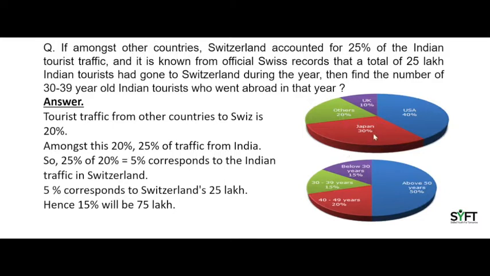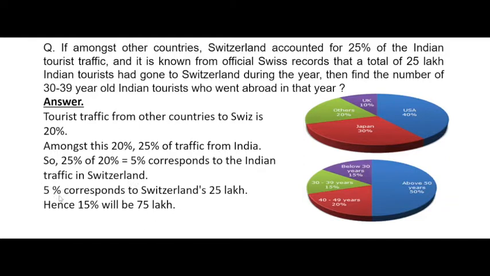If we study the first pie chart, it is clear that the tourist traffic from other countries to Swiss is 20% here, and it is given in the question that Switzerland accounted for 25% of the Indian tourist traffic. So among this 20%, 25% of tourist traffic is from India. So 25% of 20% will be 5% that corresponds to the Indian traffic in Switzerland.